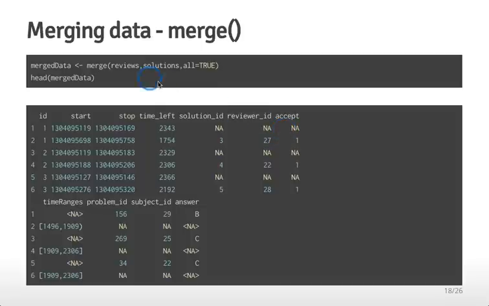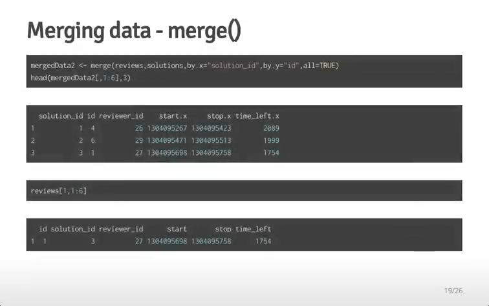So it turns out when we wanted to merge the reviews and solutions data sets together, we didn't want to merge them on the basis of the ID, because if you go back and look, reviews actually had a solutions underscore ID variable. And so what we'd like to merge is the ID variable for the solutions to the solutions underscore ID variable for reviews.